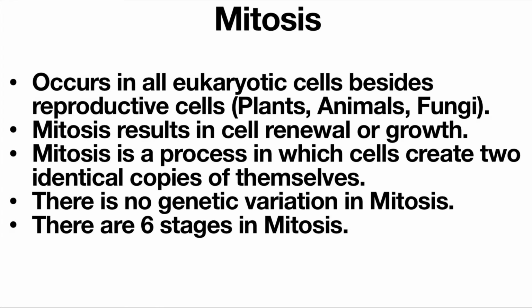Here are some general facts about mitosis. Mitosis occurs in all eukaryotic cells besides reproductive cells. These are cells in plants, animals, and fungi. Mitosis results in cell renewal or growth. Mitosis is a process in which cells create two identical copies of themselves. There is no genetic variation in mitosis. There are 6 stages in mitosis.